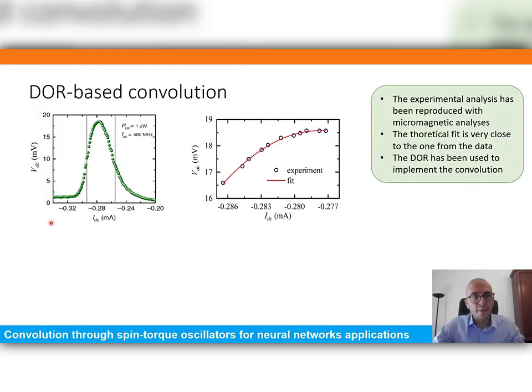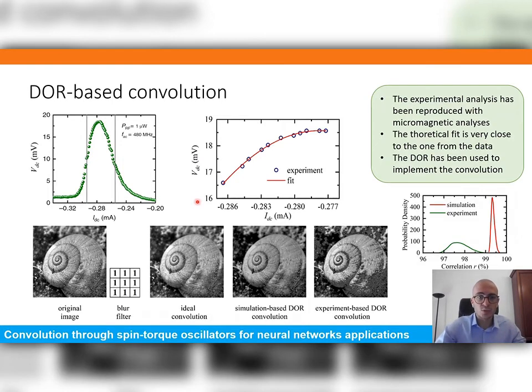And getting back to the experimental curve represented by Fang and others, if we extract the data from the peak here, we can see that these data also have a parabolic trend, and so we can use those parabolic trends to obtain the convolution. In particular, we use an exemplary image of a snake convolved by a blurring filter.